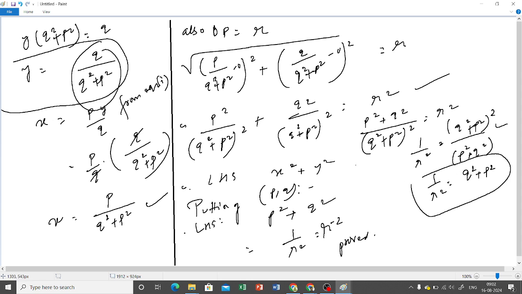Now using the question, it is given that the point (p, q) lies on the circle x² + y² = r⁻². Now let me take the LHS, x² + y². I am putting p and q. I am getting p² + q². What is p² + q²? It is 1 by r², that is r to the power minus 2.